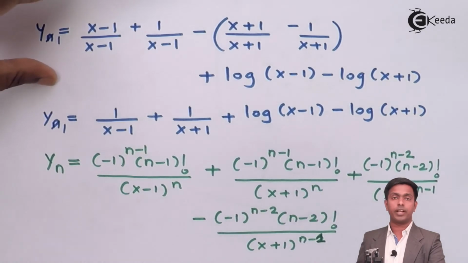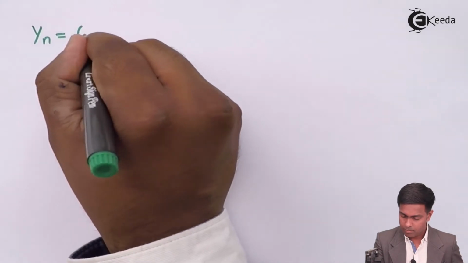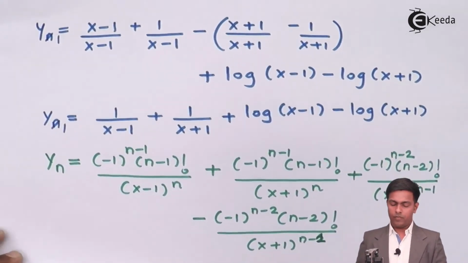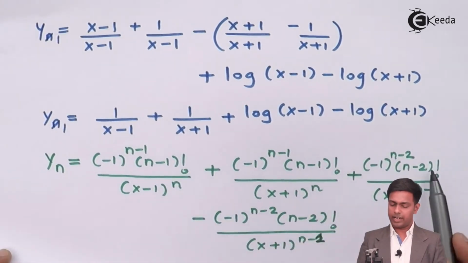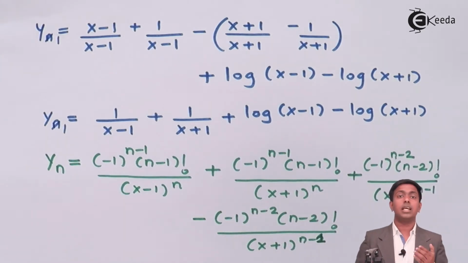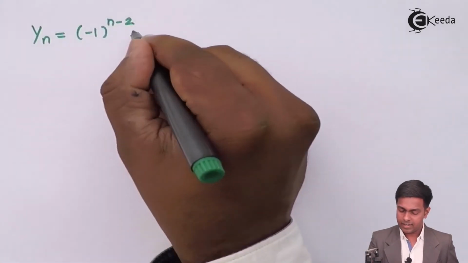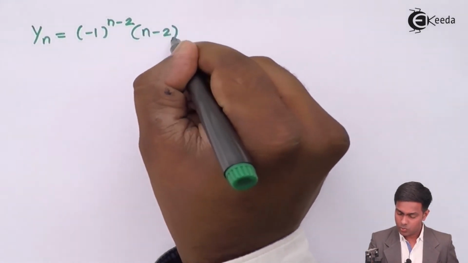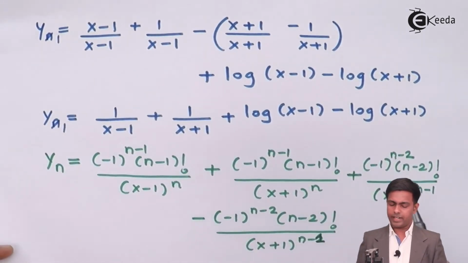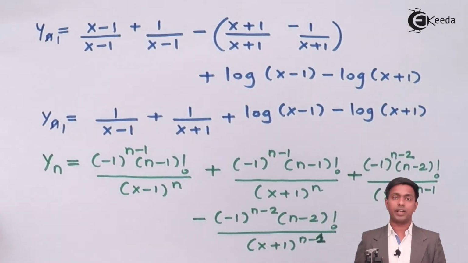So let's see what we get here. Here I'll say yn is minus 1 raised to n minus 2. Next, we have n minus 1 factorial and n minus 2 factorial. Out of these, n minus 2 factorial is the lowest, so let's take n minus 2 factorial outside. From the denominator we can't take anything common because all terms are different. And let's write down the remaining terms in the bracket.